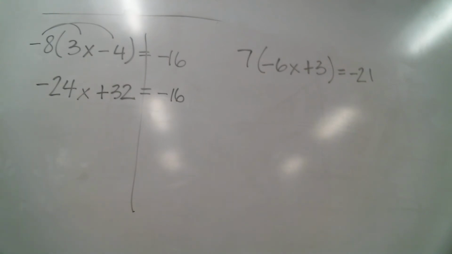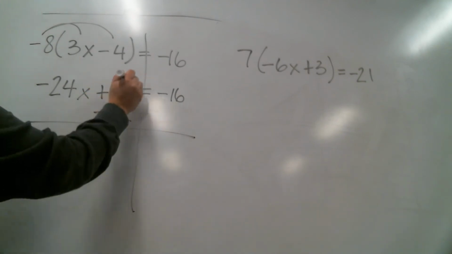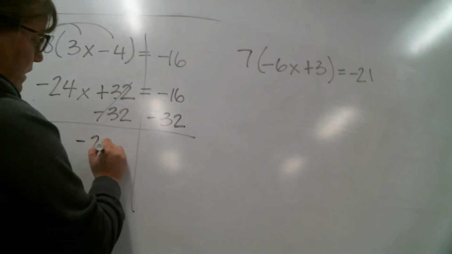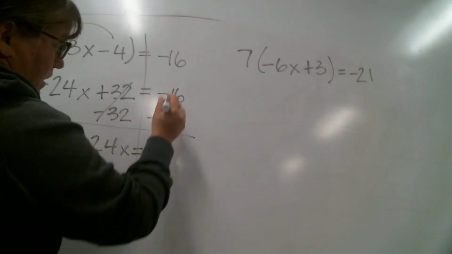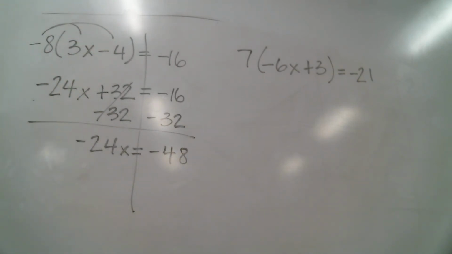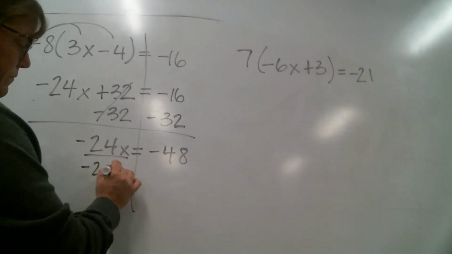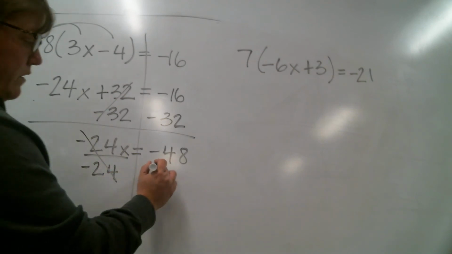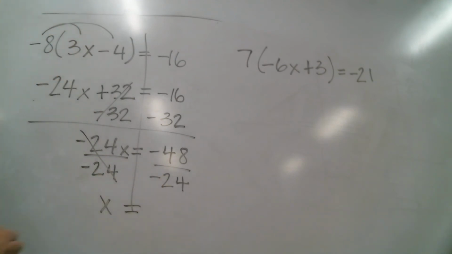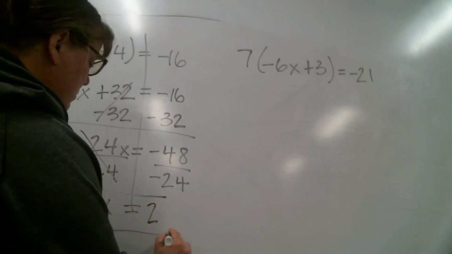Now I'm ready to solve just like normal. I'm going to subtract this 32 from both sides and rewrite it. So I've got -24x equals -48. -16 minus 32 is -48. Then I'm going to have to divide by negative 24 because that's what's been multiplied over here. 48 divided by 24 is 2, and a negative divided by a negative is positive. So I've got x equals 2.